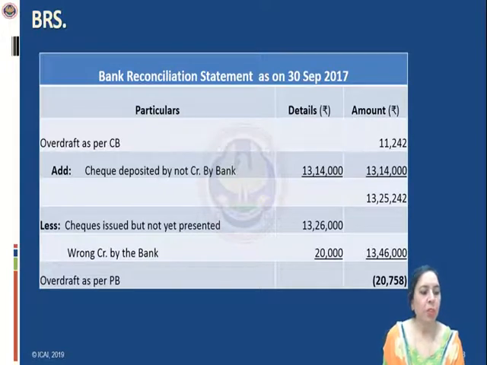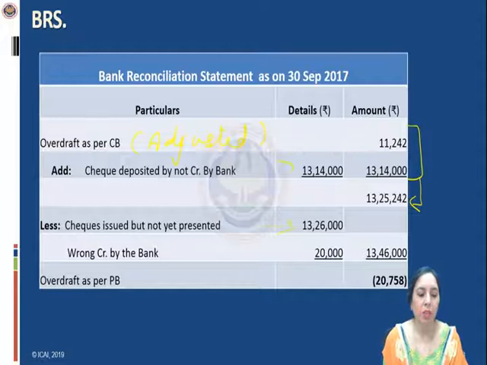Overdraft as per the adjusted or corrected cash book, you can mention 11,242. Adding to this, checks deposited but not credited by the bank, the amount which was already given, we have taken. Adding these two figures, we get the resultant figure 13,25,242. From this, the time lag checks issued but not presented for payment till the BRS date are 13,26,000 as per our question, and further the wrong credit given by the bank is also to be subtracted, 20,000.